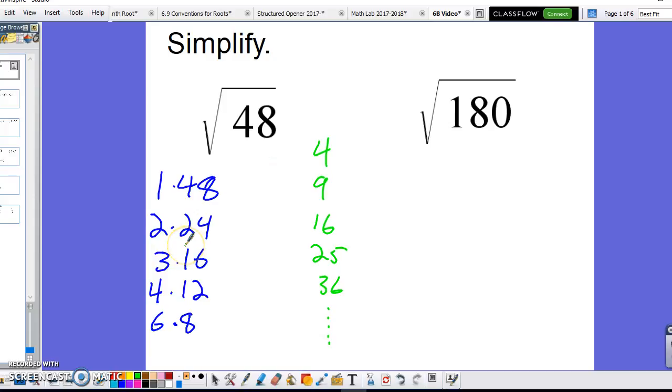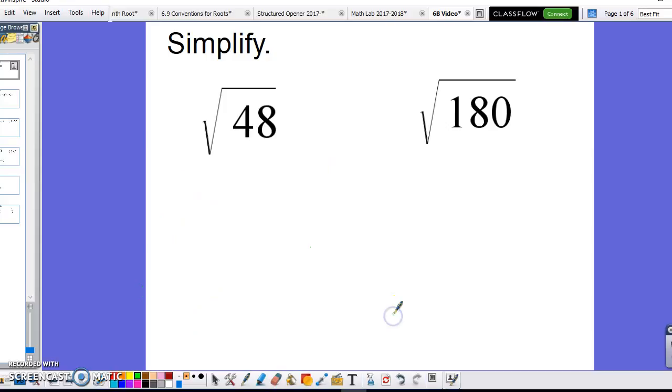So I've got these listed out here in blue. I notice, hey, 4 is a perfect square, 16 is a perfect square. Which one's the biggest? Okay, well, clearly 16 is the largest perfect square. So 16 and 3 is my pair. Square root of 16 times the square root of 3, because 16 times 3 is 48. And the square root of 16 is 4.